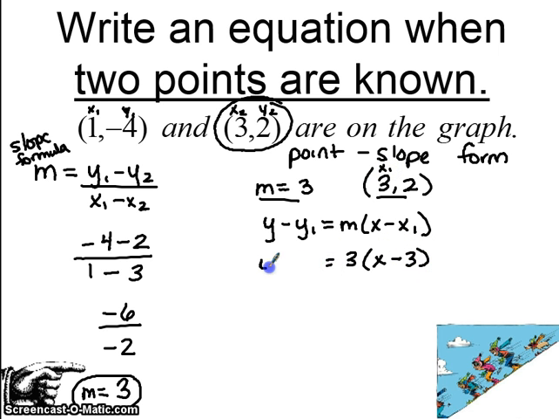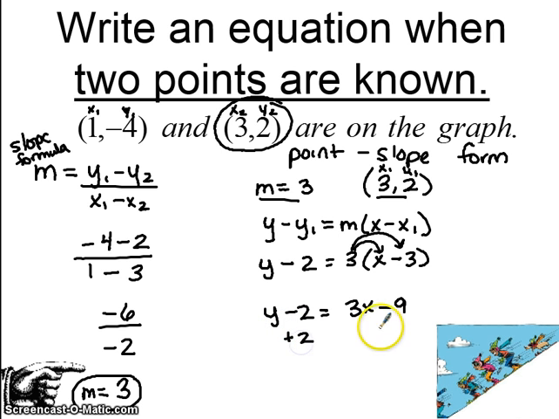Y minus and y1 is 2. Now we can distribute. 3 times x is 3x. 3 times negative 3 makes negative 9. So we have y minus 2 equals 3x minus 9. Add 2 to each side to isolate the y.